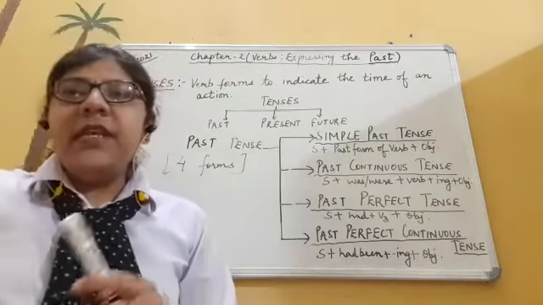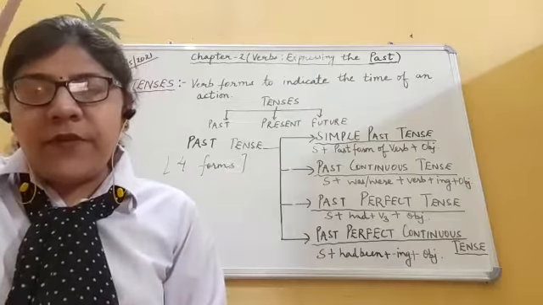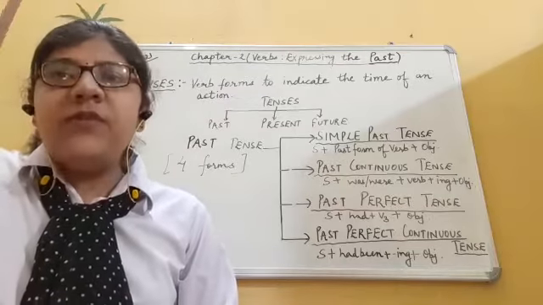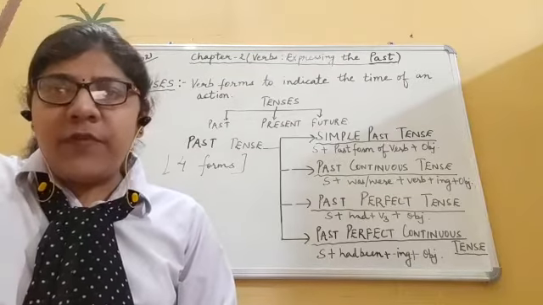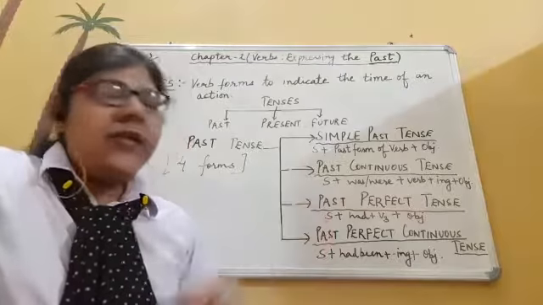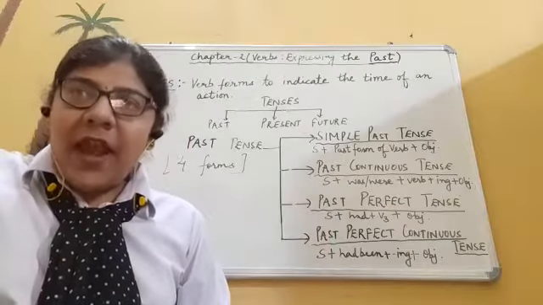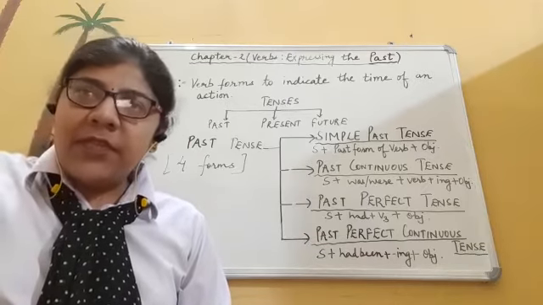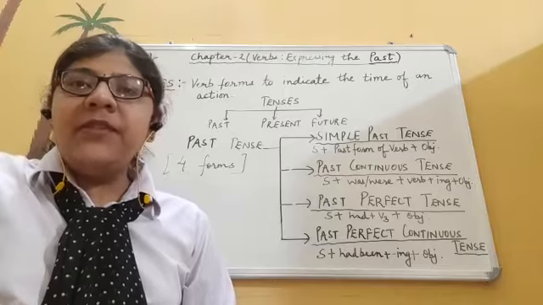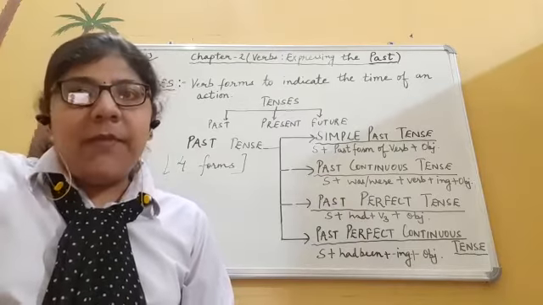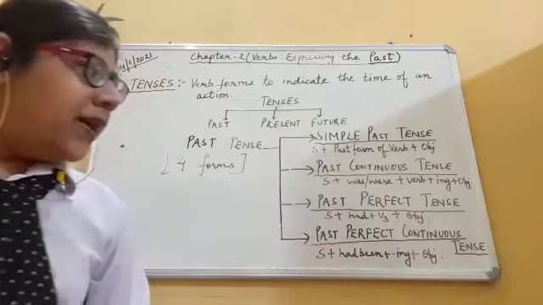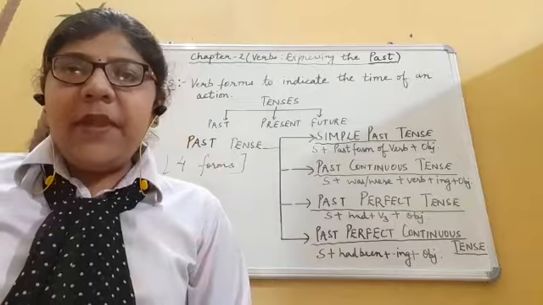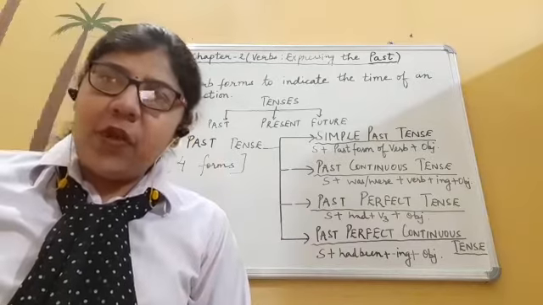Simple past tense means subject plus past form of the verb plus object. Past continuous means subject plus was or were plus ing form of the verb plus object. Past perfect, subject plus had plus third form of the verb plus object, or we can say subject plus had plus past participle form of the verb plus object. And last, past perfect continuous, it is subject plus had been plus ing form of the verb plus object.